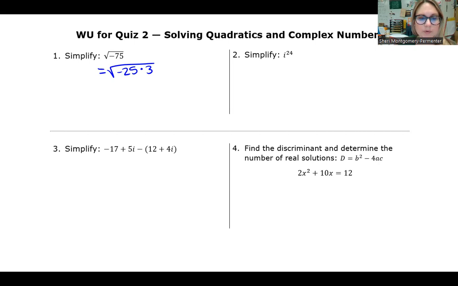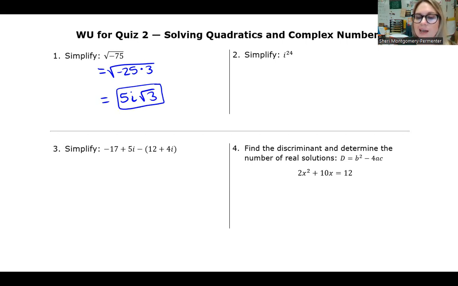What is the square root of negative 25? 5i. The square root of a negative number is i. And you're left with a square root of 3. Please use your cheat sheet to help you.